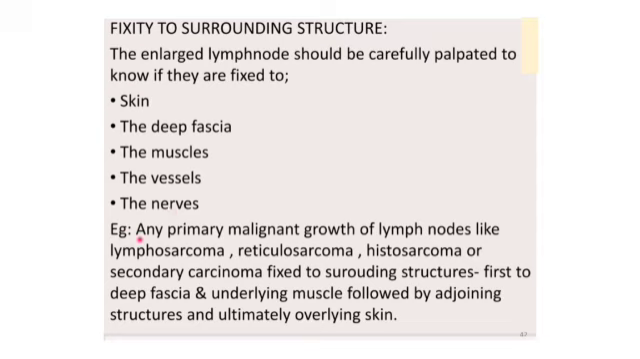Example, any primary malignant growth of lymph nodes like lymphosarcoma, reticulosarcoma, histiosarcoma or secondary carcinoma, they get fixed to the underlying structure. First to the deep fascia, then underlying muscles followed by adjoining structures and ultimately even the overlying skin also may be fixed.